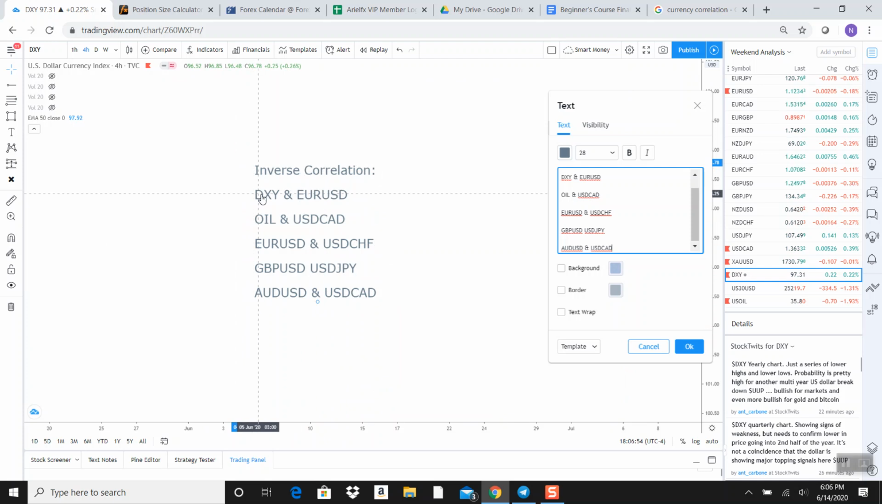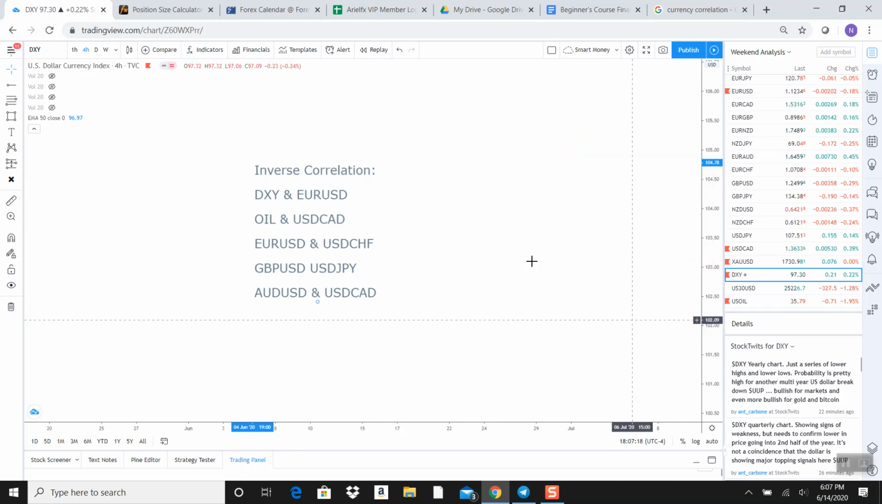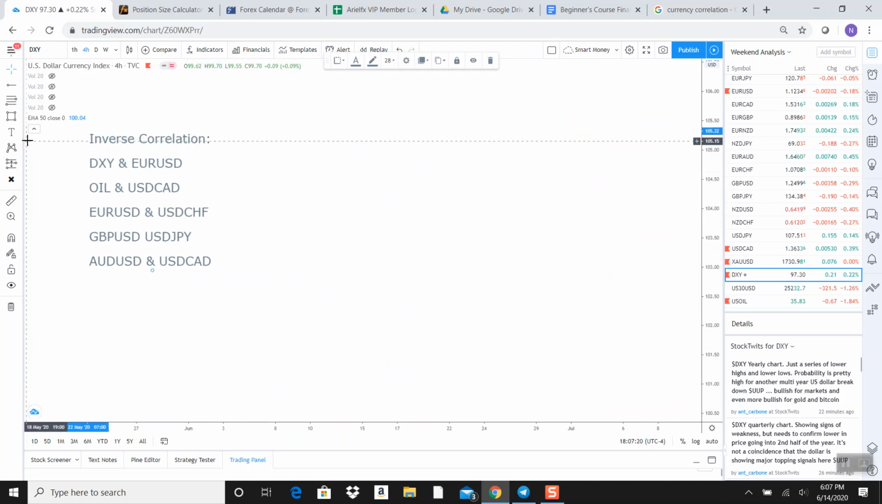correlation. So like I just went over, when the dollar index rises, Euro USD should short off. When oil rises, USD CAD should short off. When Euro USD rises, USD CHF should short off. GBP USD rises, and the same thing. When GBP USD shorts, USD JPY should long. Okay, so these are the inversely correlated pairs that have the most inverse correlation with one another. Okay, these are the ones I look at the most. All right, so that is that for inverse correlation.